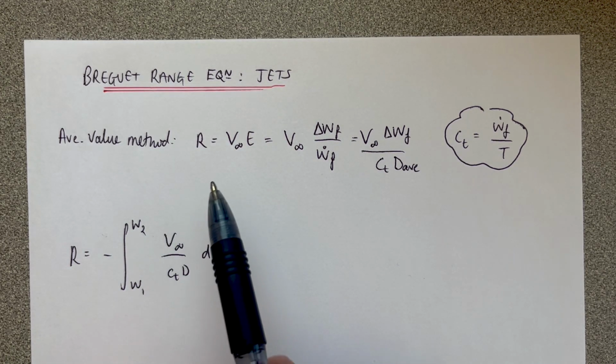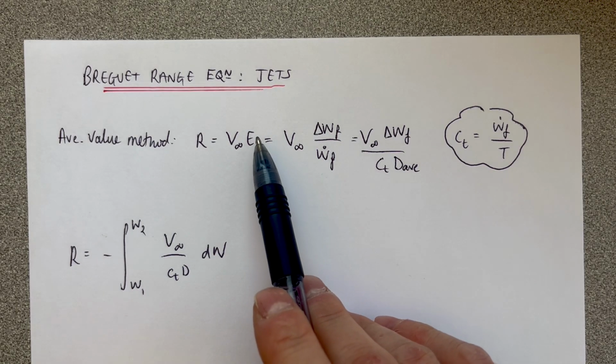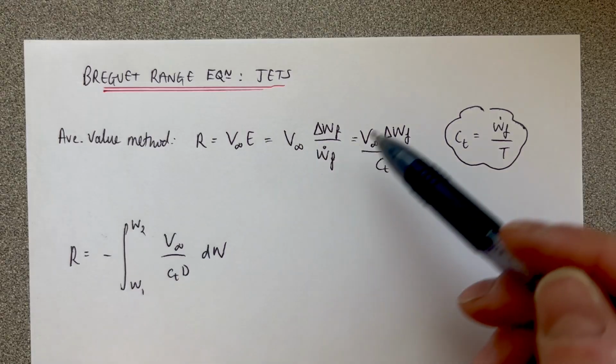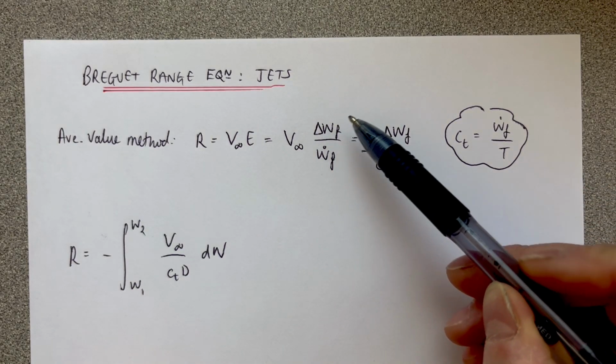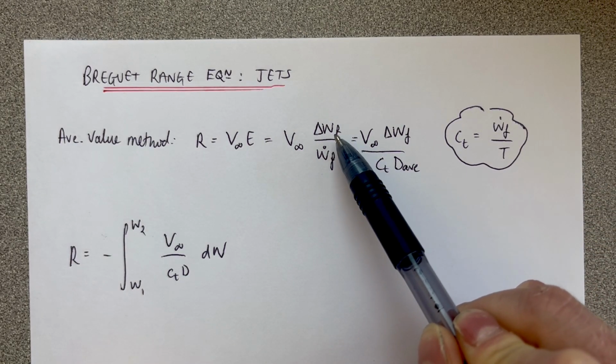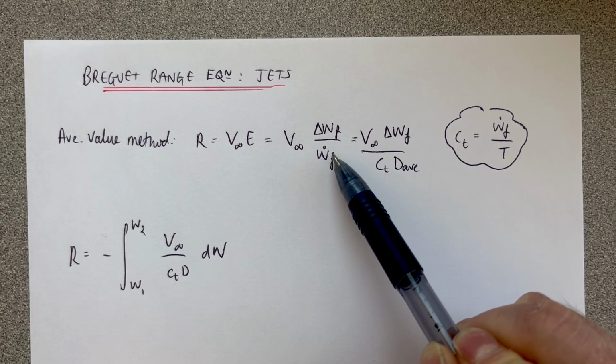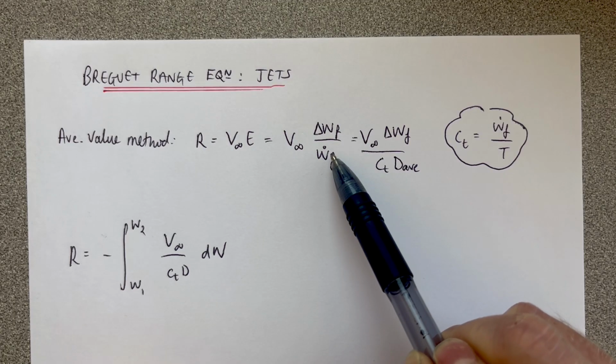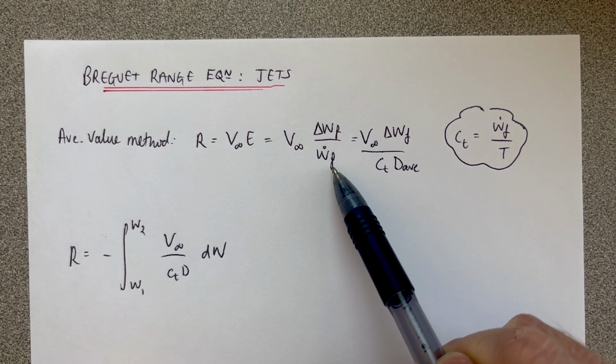So we saw in the previous video that the endurance term here, E, is just given by the amount of fuel that we have to burn. So this is our fuel load, delta WF, divided by the rate at which we're burning it. So WF dot here is just the derivative of WF with respect to time.